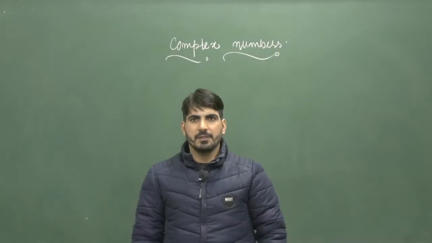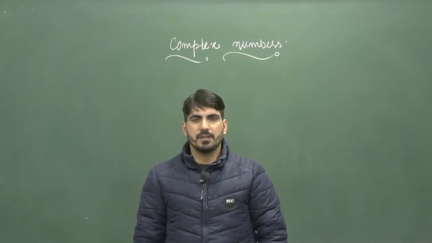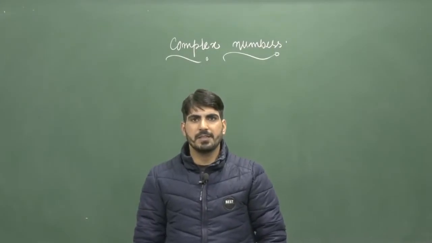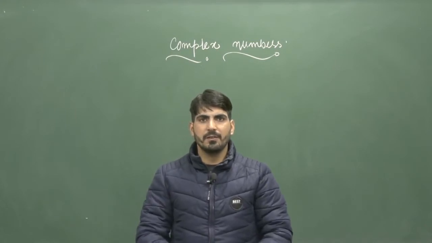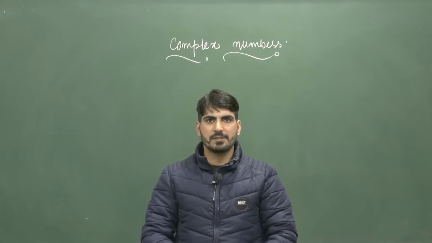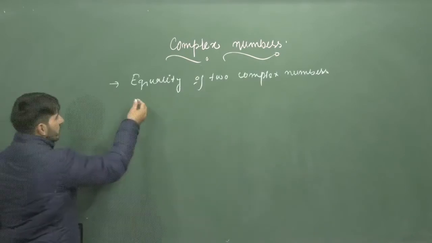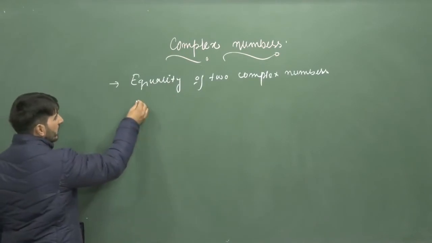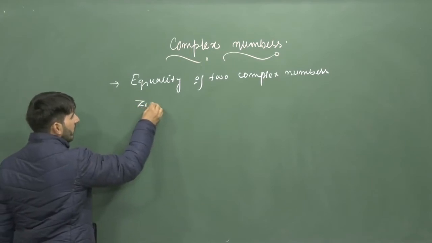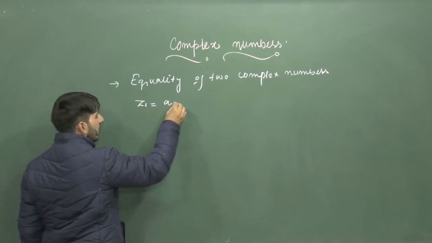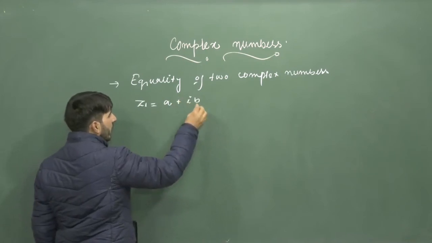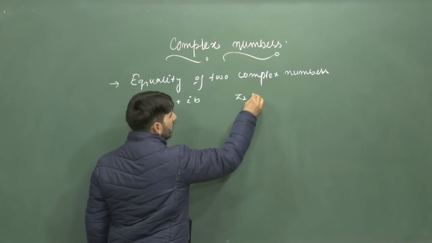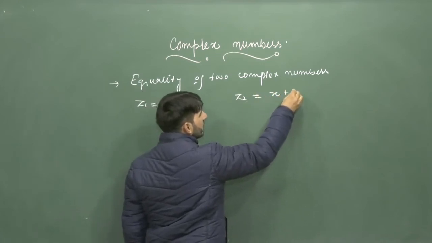Hello students, in this chapter we are going to discuss the second part of the complex numbers. Let's first define the equality of two complex numbers. Suppose we have the given complex numbers, say z1 is equal to a plus iota b and z2 is equal to x plus iota y.